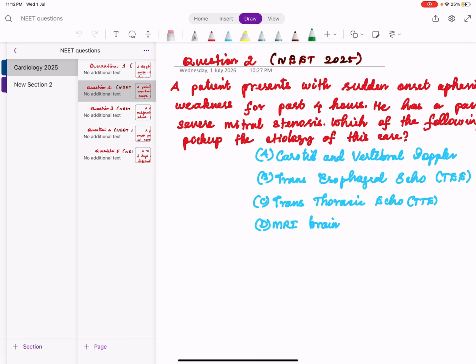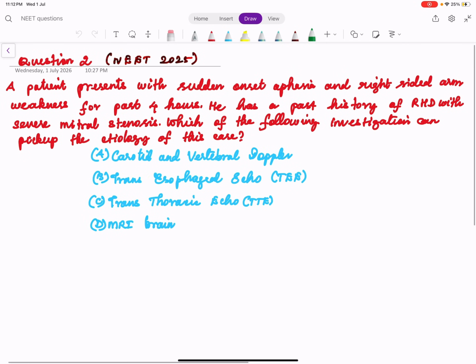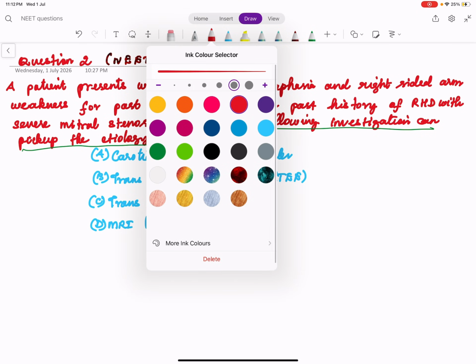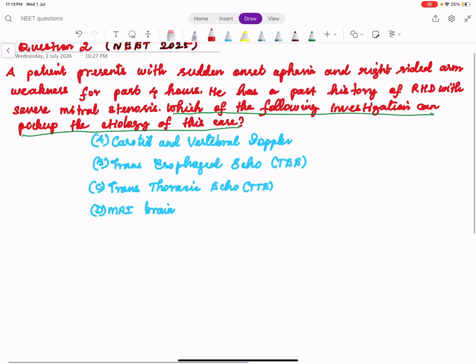So coming to the next question of NEET 2025 cardiology. Again, we have to read from the last line. Which of the following investigations can pick up the etiology in this case? Again, it's a case scenario. We have to understand the case scenario, decide the diagnosis, and decide the treatment. A patient presents with sudden onset aphasia and right-sided arm weakness for the past 4 hours. He has a past history of rheumatic heart disease with severe mitral stenosis. So, it seems a simple and straightforward one.